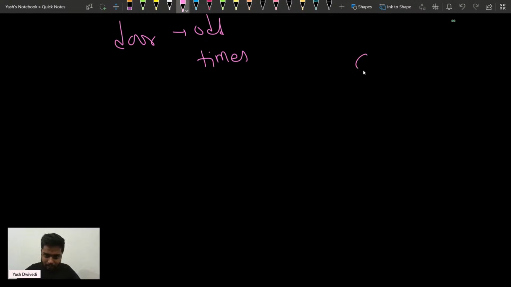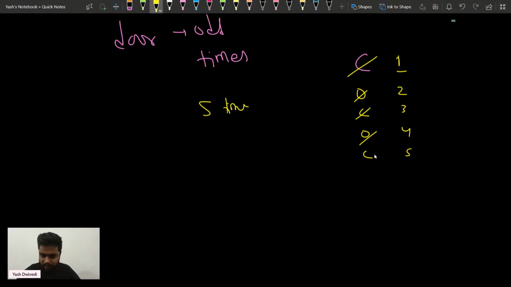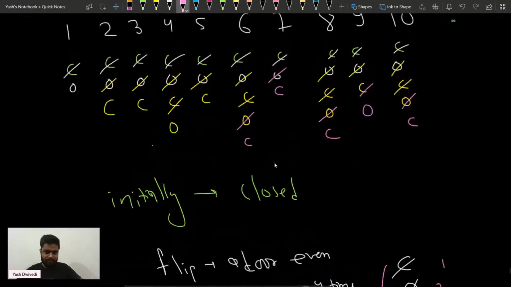See, if a door is initially closed and you flip it 5 times, let's say. The first time you open it, then the second time you close it, then the third time you open it, then the fourth time you close it, then the fifth time you open it, right? So you can see that when it is odd, then ultimately it will be open. So you can observe one thing, that if it is odd, then it will open.